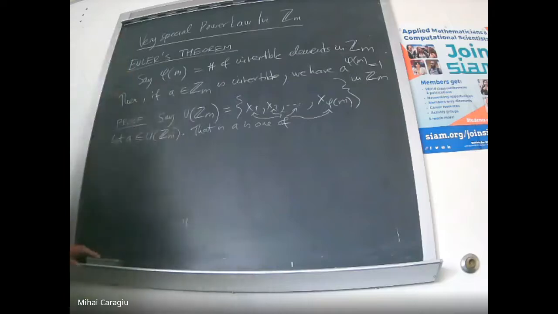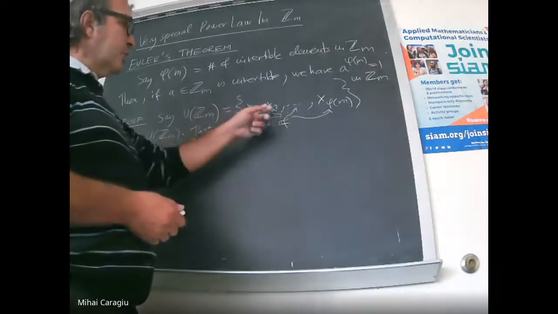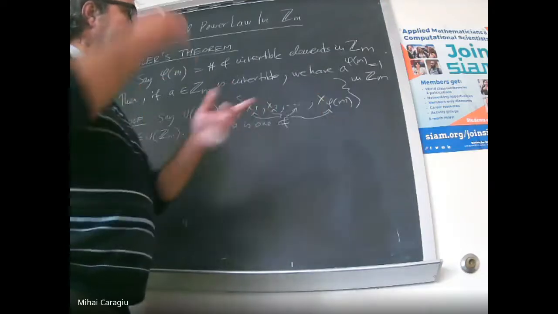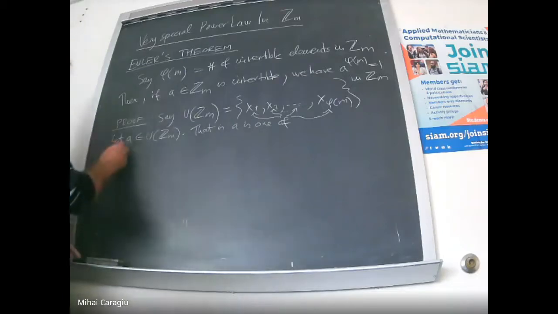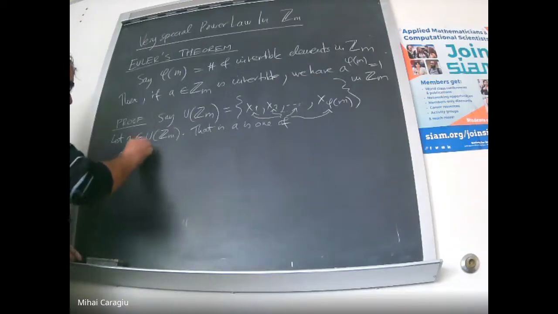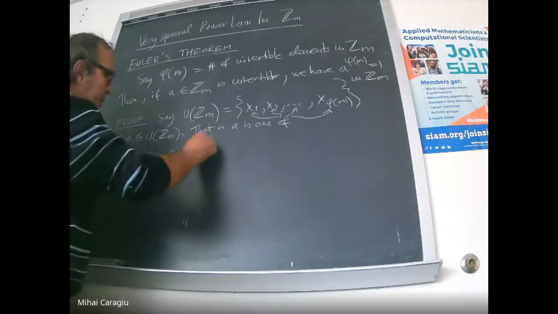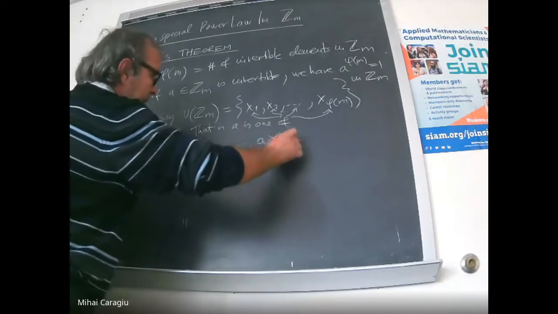Given that A is one of those, let's consider the products Ax1, Ax2, Ax3, up to A times x sub phi of m. The multiplication is in the ring Zm. So consider the numbers Ax1, Ax2, all the way through A times x sub phi of m.